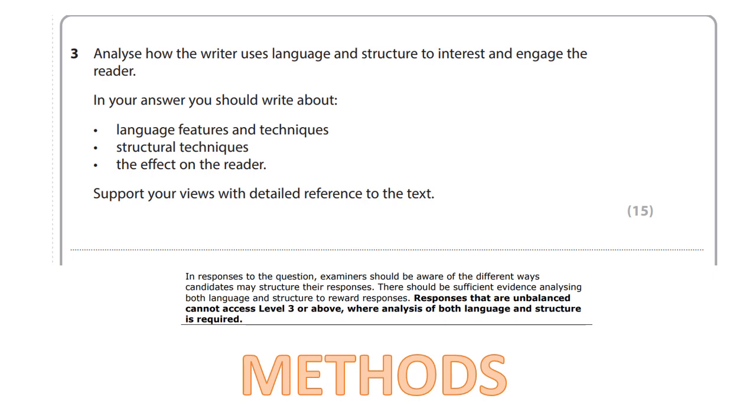In the mark scheme, which I'm going to pop up on the screen in a second for you, one of the things that examiners are told when they are looking at your writing in this question is that we have to be aware that you may structure your responses in different ways. It tells us that there should be sufficient evidence analysing both language and structure in order to reward a response. Responses that are unbalanced cannot access level 3 or above, where analysis of both language and structure is required. That means that if you do not write about language or you do not write about structure, you cannot get more than a level 2 mark.